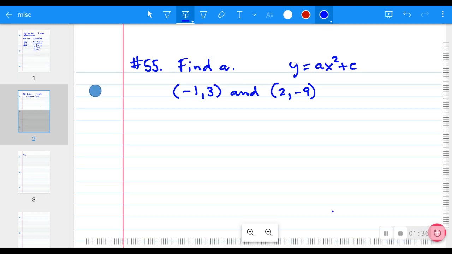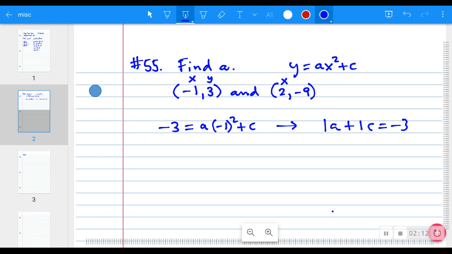Okay, on this one, they give us a format of ax squared plus c and 2 points, and we're supposed to find the value of a. We're going to find the value of both a and c as we do this, but it's the a that they care about. So we're going to start with this x and this y, and if you plug those in, you get -3 equals a times -1 squared plus c, which then leads to 1a plus 1c equals -3. And all I did is I squared the -1.